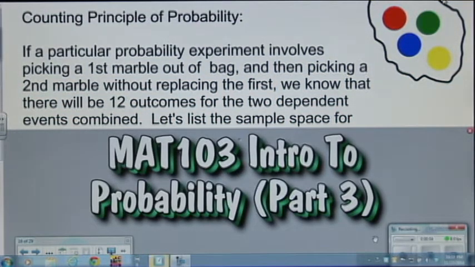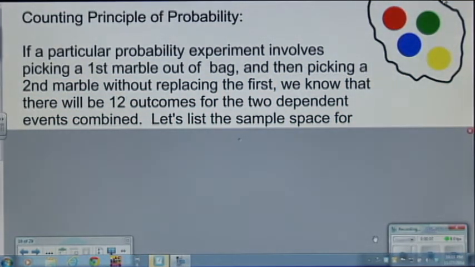Let's take a look at another two-stage experiment. In this particular experiment, we have 4 different colored marbles placed in a bag. The bag is shook up, and you reach into the bag and pull out a marble. Then you reach into the bag a second time without replacing the first marble and choose another marble. We know that there will be 12 outcomes for the two dependent events combined.